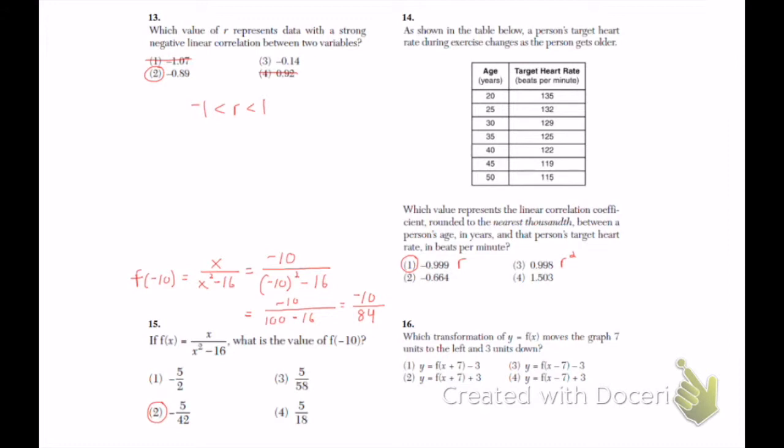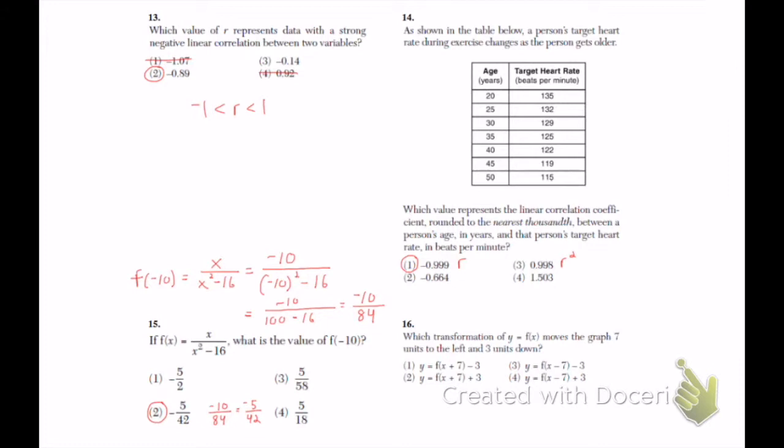Do we see how we got that? I'll put it alongside. We had -10 divided by 84. We see that 2 goes into 10, -5, and 2 goes into 84 42 times. That's how we got that answer.